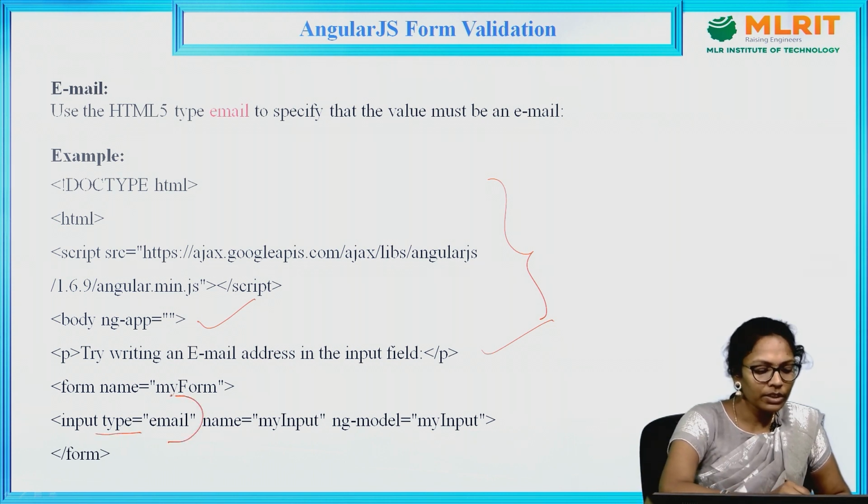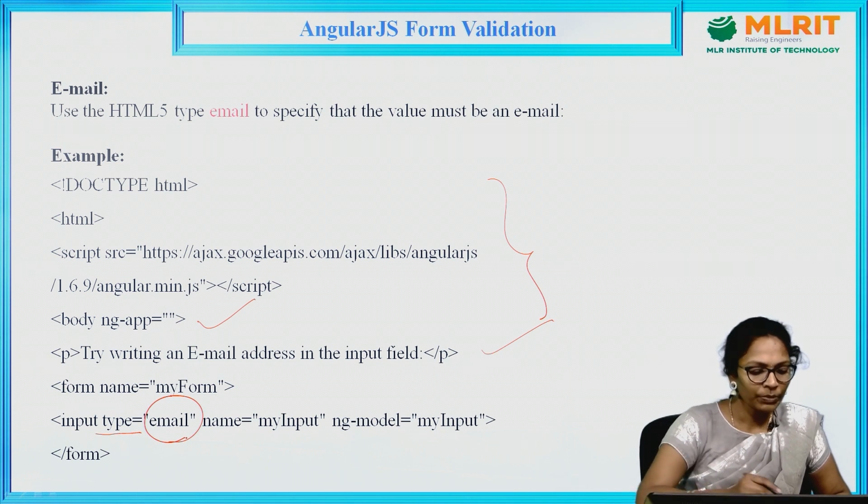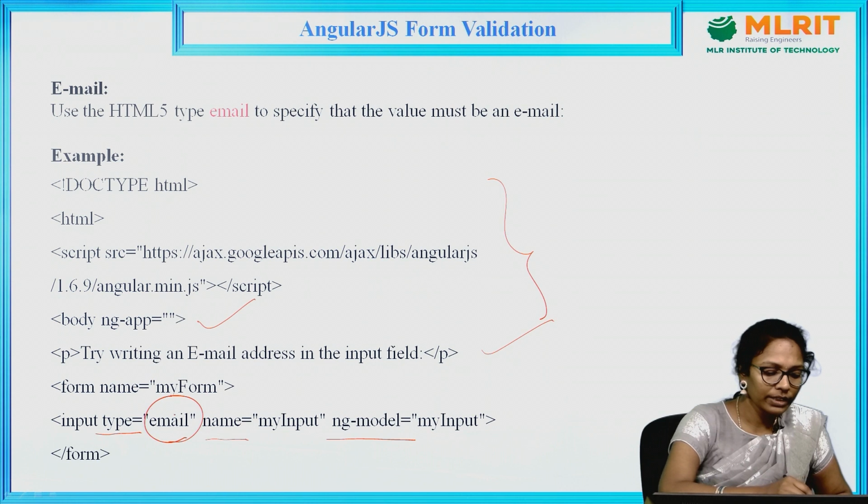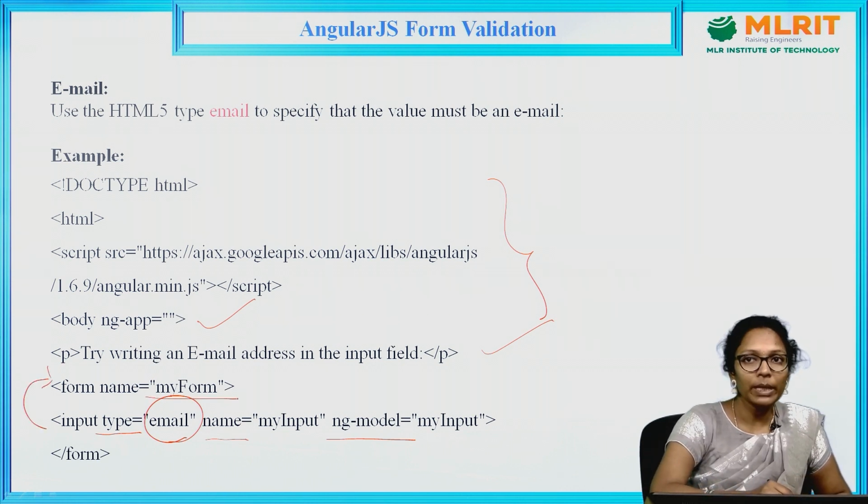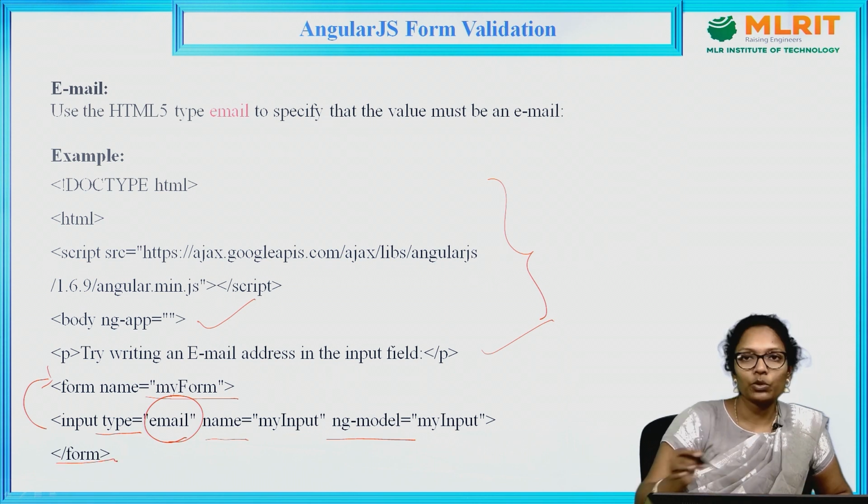The type for this is email. For this I am giving a name as well as ng-model. This field you are creating within the form. For this form also I am giving some name. And after creating this field I am closing the form.